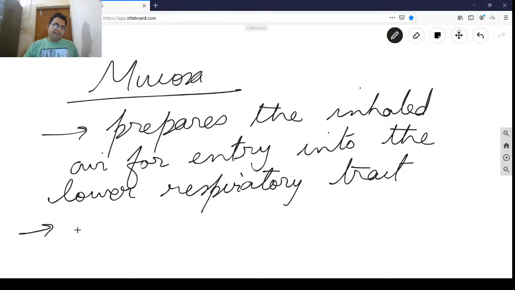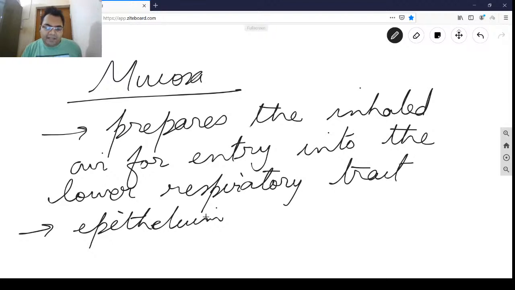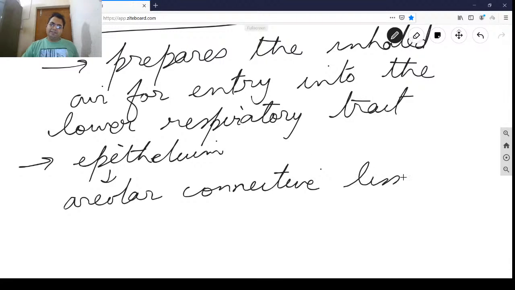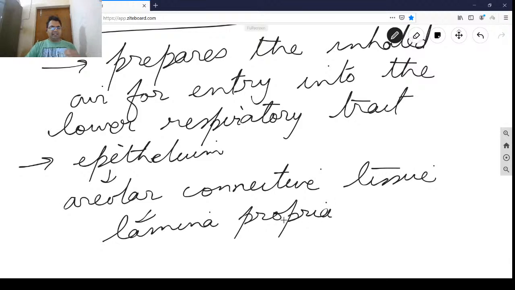It does contain the mucosal epithelium. Underneath it, it will contain areolar connective tissue, that is the lamina propria. It was described in the last class as well. The technical term for this specific layer of connective tissue just underneath the epithelium, but not reaching the submucosal surface, is lamina propria. You have mucosa, then you have the submucosa, then you have the hyaline cartilage, and then you have the adventitia. You have the four layers from deep to superficial.